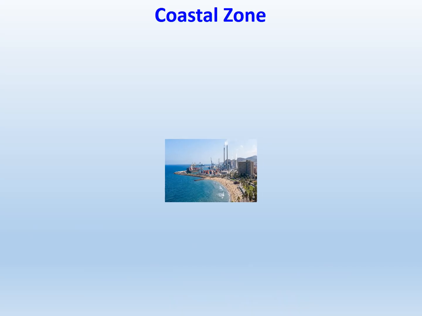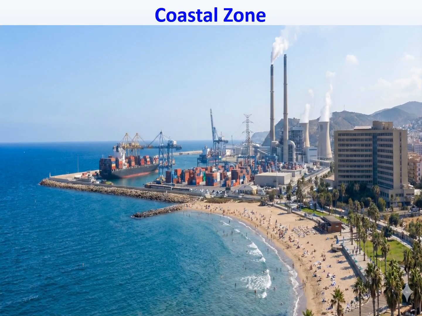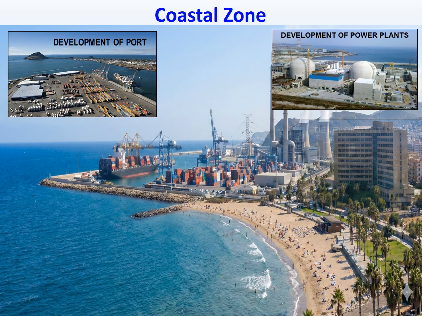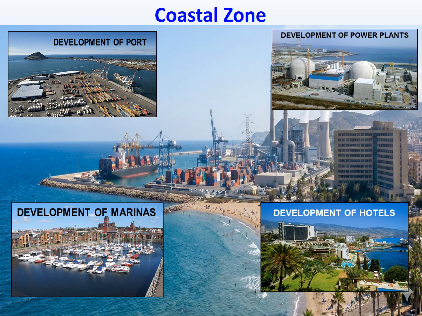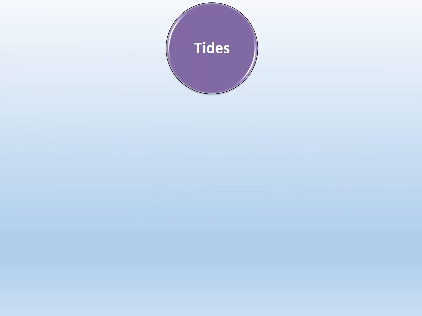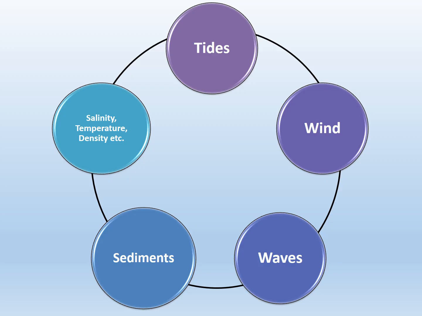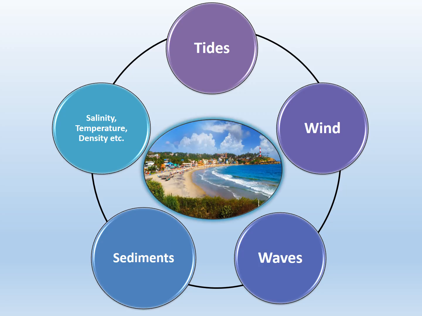The coast is a dynamic zone where land and sea interact. The coastal zone provides opportunities to fulfill various demands through ports, thermal and nuclear power plants, hotels and marinas, etc. Now, let's see the various phenomena occurring in the coastal zone. Several oceanographic parameters like tides, wind and waves, sediments, and variations in salinity, temperature, and density together shape the hydro-morphodynamic behavior of the coast.